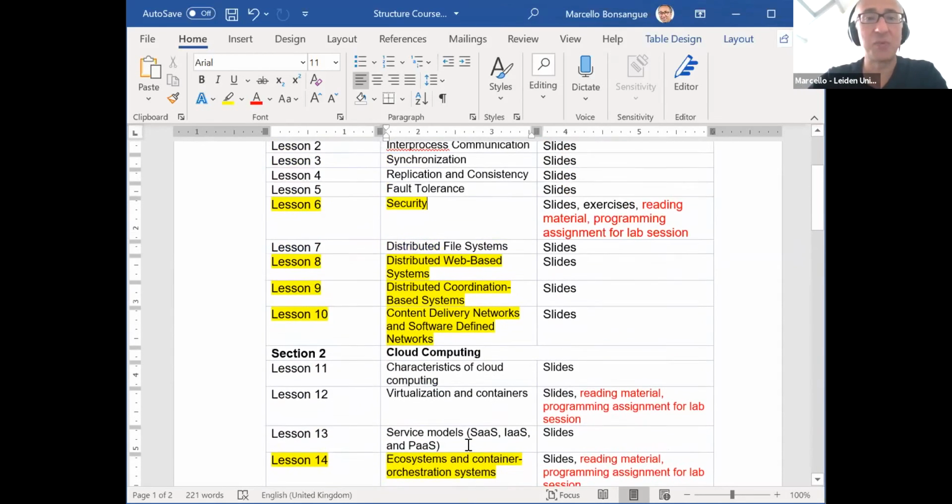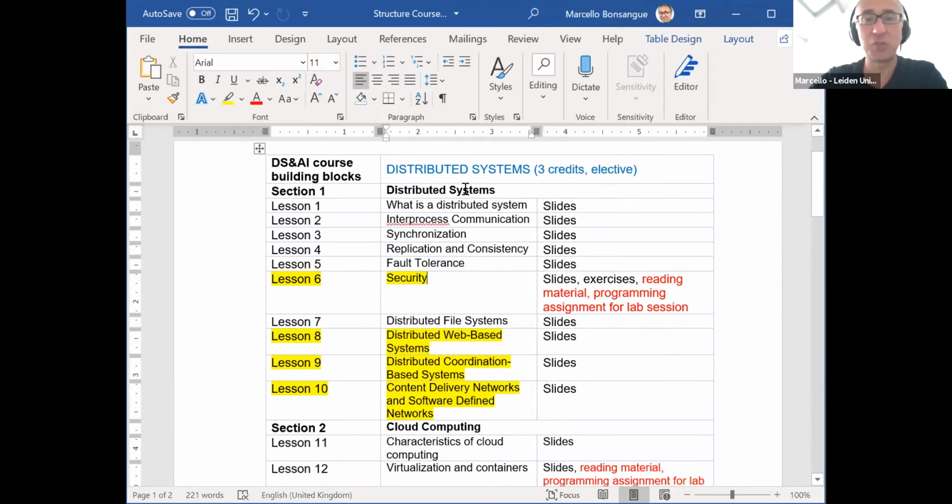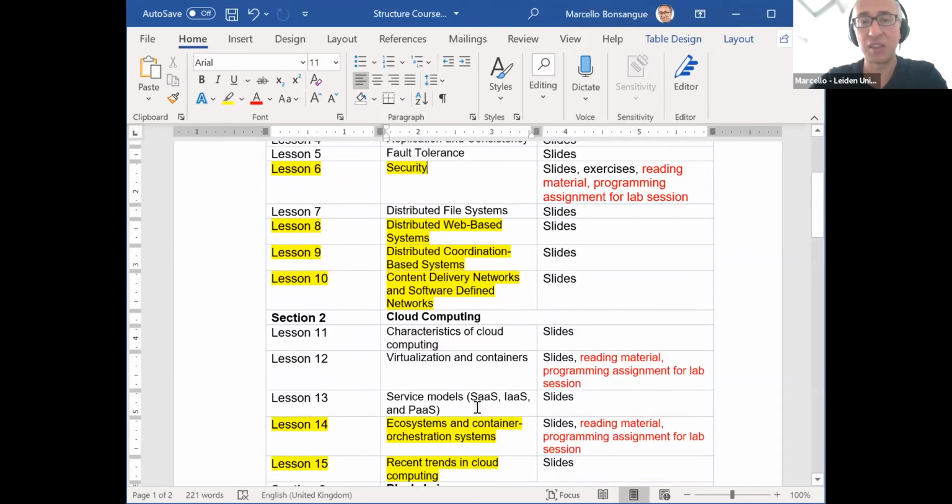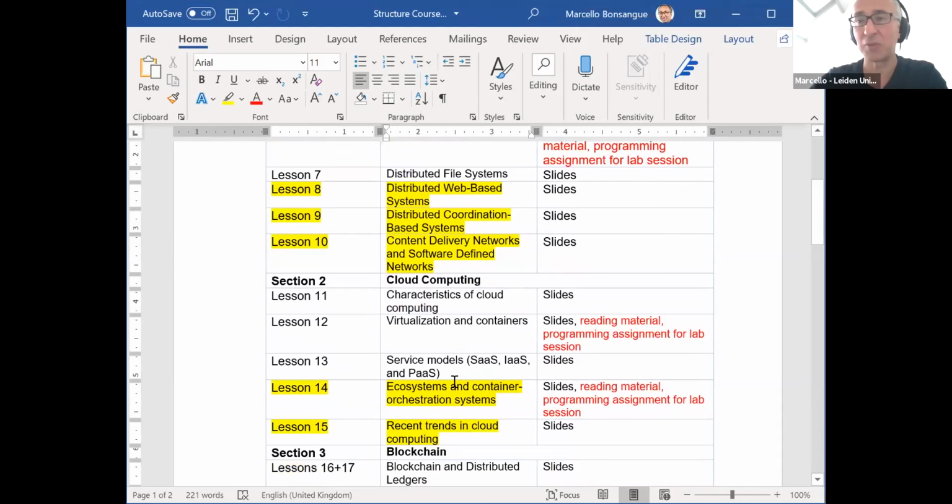In Leiden, our course is distributed systems. It's also a bachelor course, but cloud computing is a master course, which is combined with high performance computing. So how to program on supercomputers and cloud computing, we put these two things together. And blockchain is a separate course, completely separate. Okay.